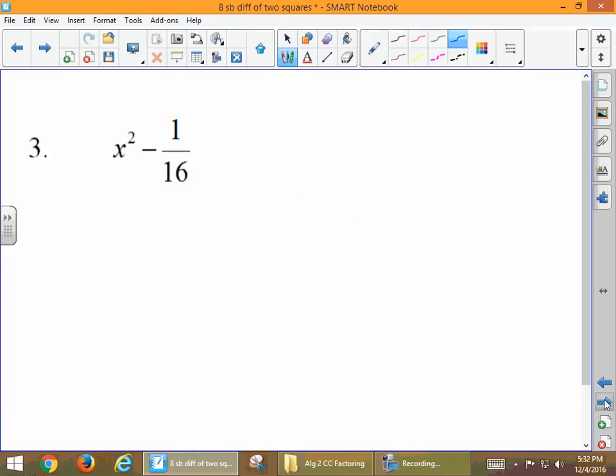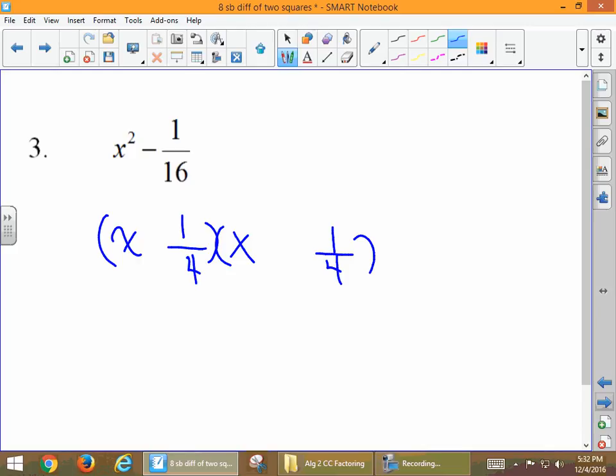Now, sometimes people look at number 3 and they go, oh, I can't do this one because it's got a fraction in it. But is it subtracted? Yes. There's 2 terms. Good. X squared is x times x. So the only question remains then is, how are we going to break 1/16 apart? Well, 16 is 4 times 4. And that's in the bottom of the fraction, so I wrote it in the bottom.